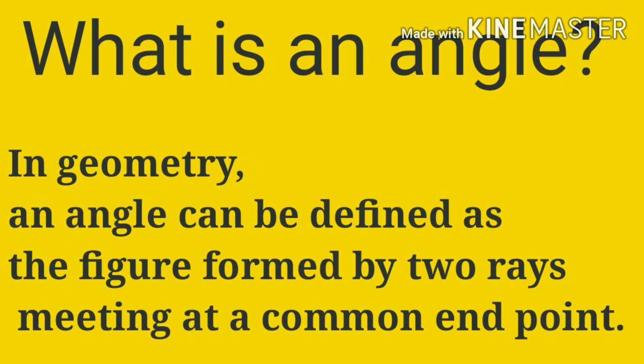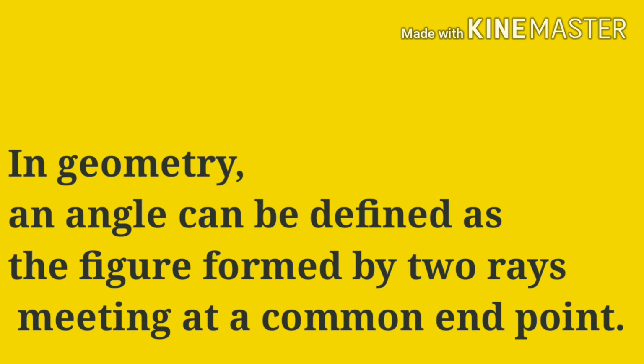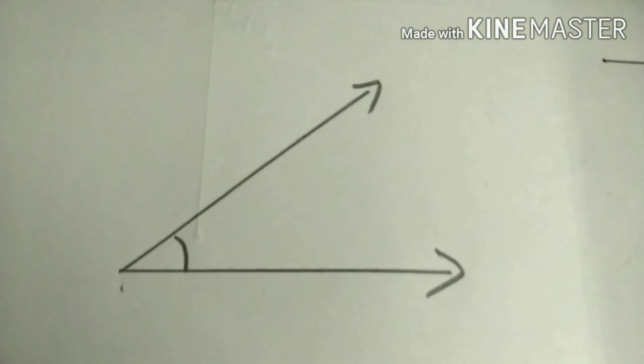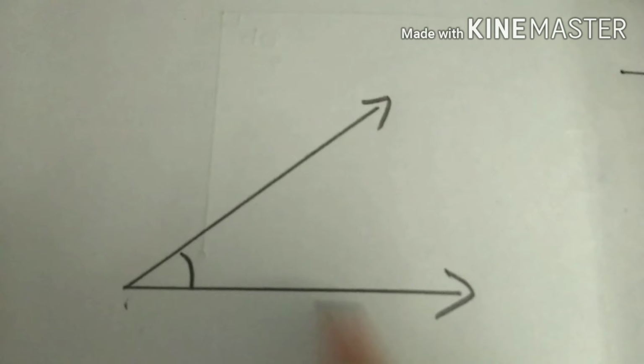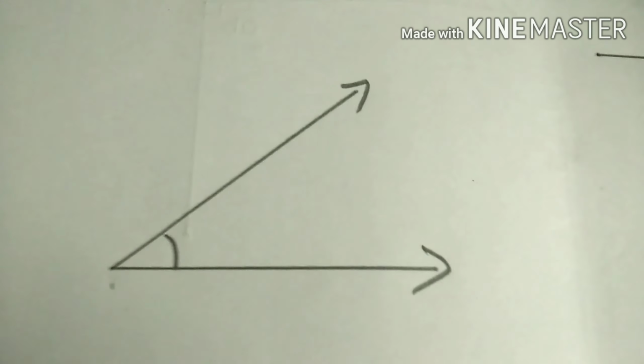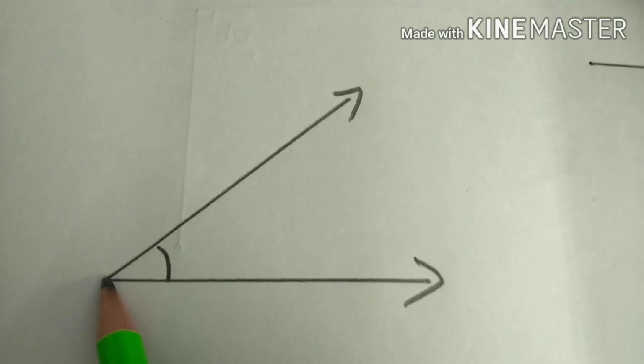An angle. In geometry, an angle can be defined as the figure formed by two rays meeting at a common endpoint. I repeat, in geometry, an angle can be defined as a figure formed by two rays meeting at a common endpoint.